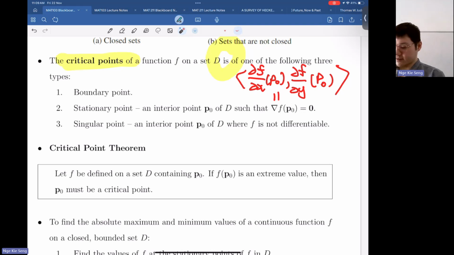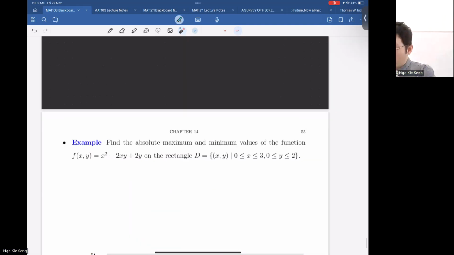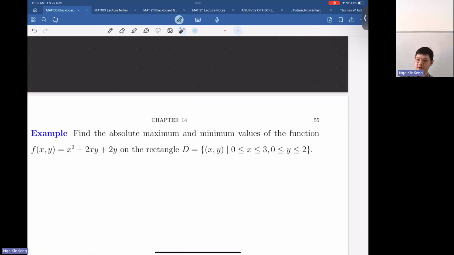For example, let's look at this one. Find the absolute maximum and minimum value of the function on the rectangle. If I ask you to find it, first you need to decide whether it exists or not. What does the extreme value theorem tell you? Your function must be continuous first. Is it continuous here? This is a polynomial, so it's continuous. Actually it's differentiable, and differentiable implies continuous. I'll ask you to prove it as an assignment.